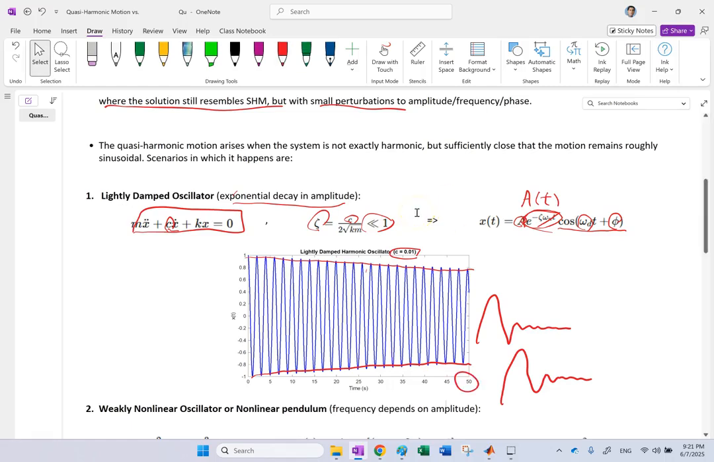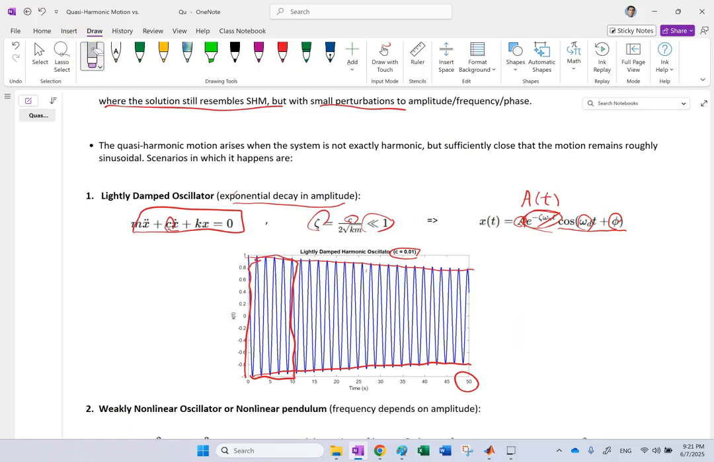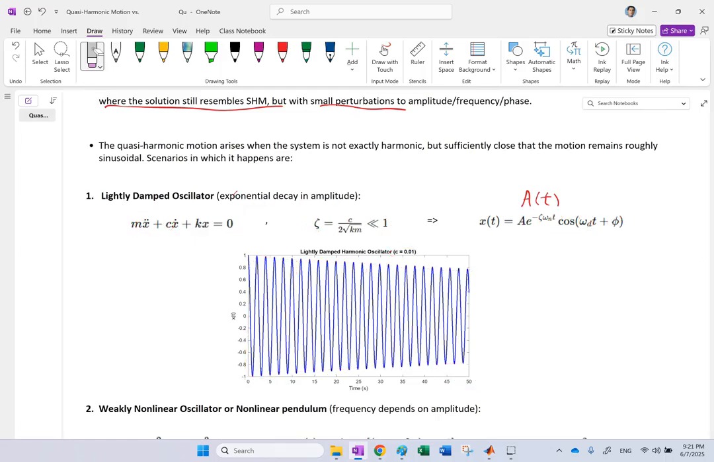Okay, so if you watch this, for instance, for 10 seconds, you would not see a significant drop in the amplitude. But of course, if you watch it for a longer time, you see that ultimately the amplitude is dropping. So it's very close to a simple harmonic, but with small changes. Now, this is the first scenario. What else do you have?